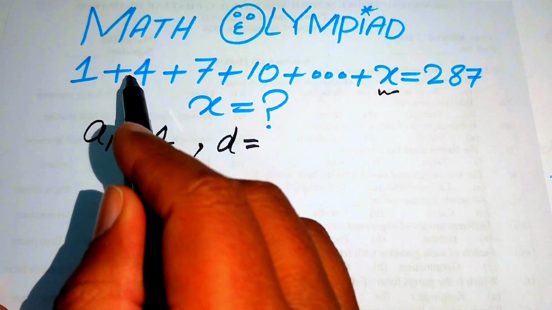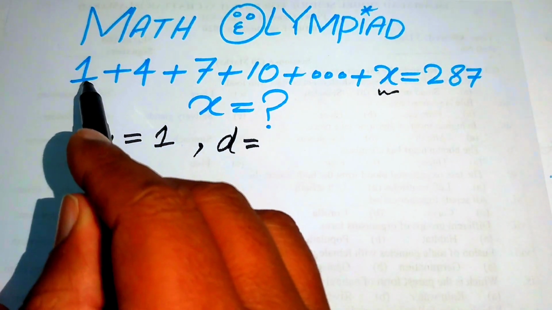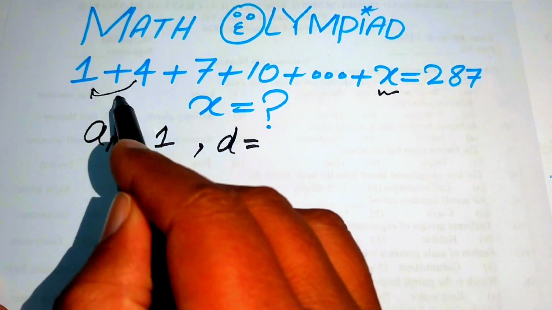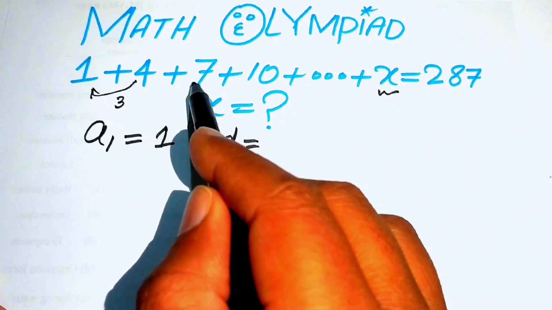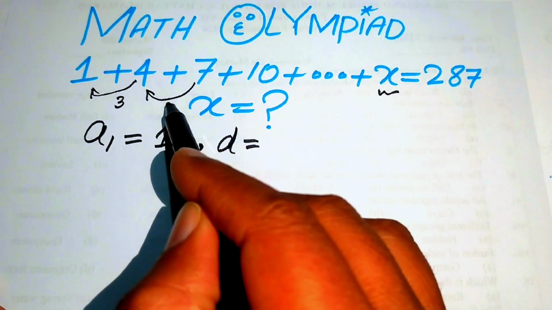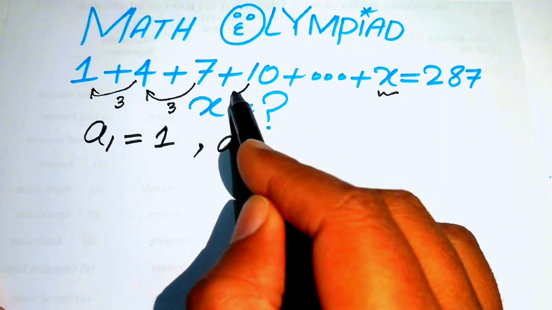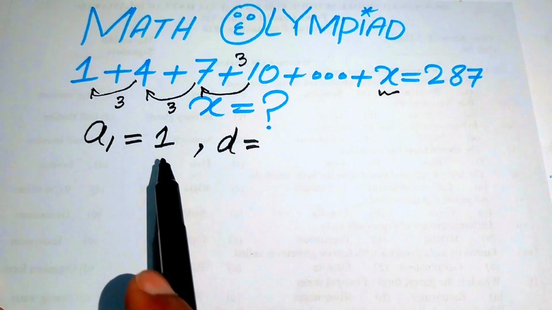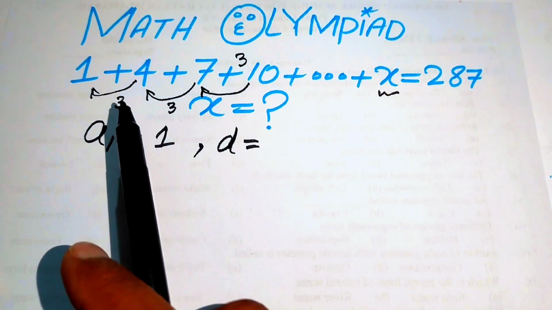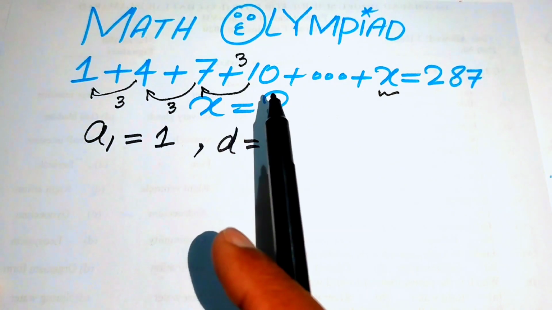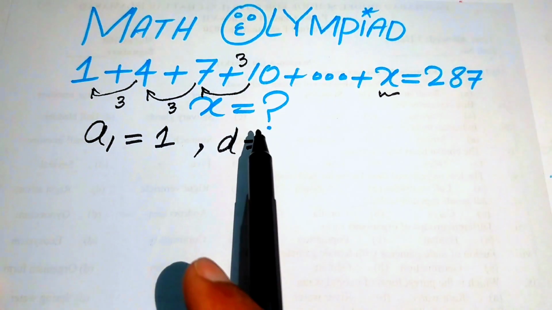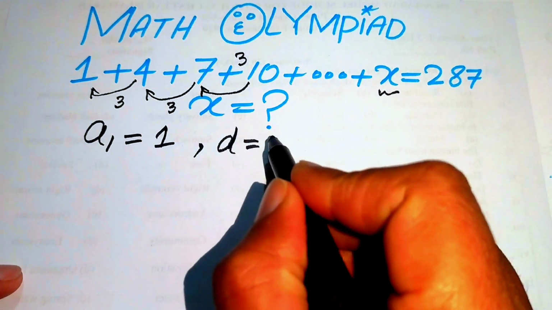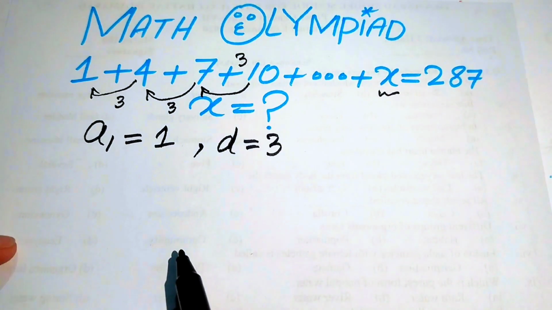So if you subtract 4 minus 1, then you get 3, and when we subtract 7 minus 4, then we again get 3, and when we subtract 10 minus 7, then we again get 3. It means that if you subtract all the consecutive terms in this series, then you get the same answer, and it is 3. So here the common difference d becomes 3.